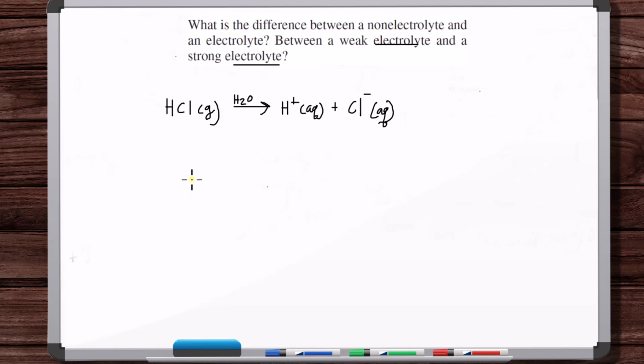A weak electrolyte, not every single molecule dissolves into ions. Only some do. And furthermore, the reaction is reversible. So we've got CH3COOH aqueous. All of the CH3COOH gets dissolved, but not all of it is dissolving into ions. Okay, so you see the difference?